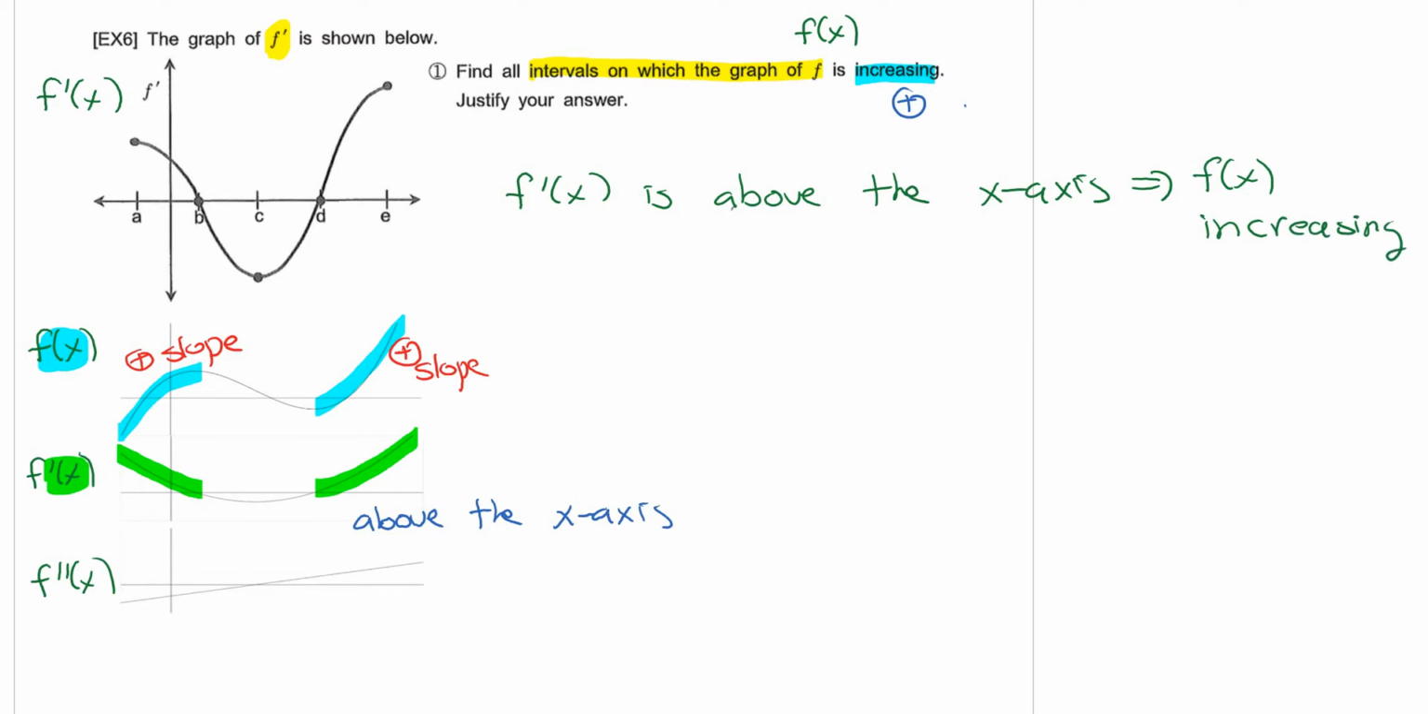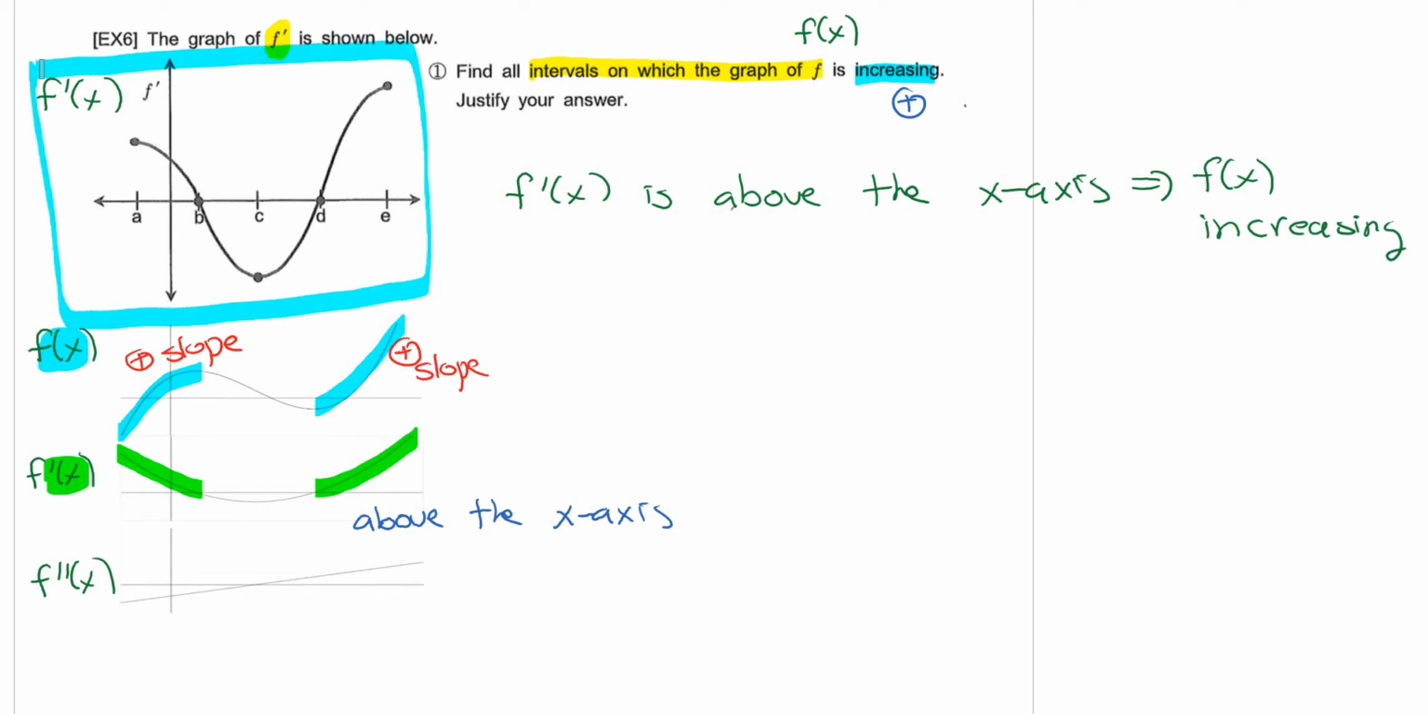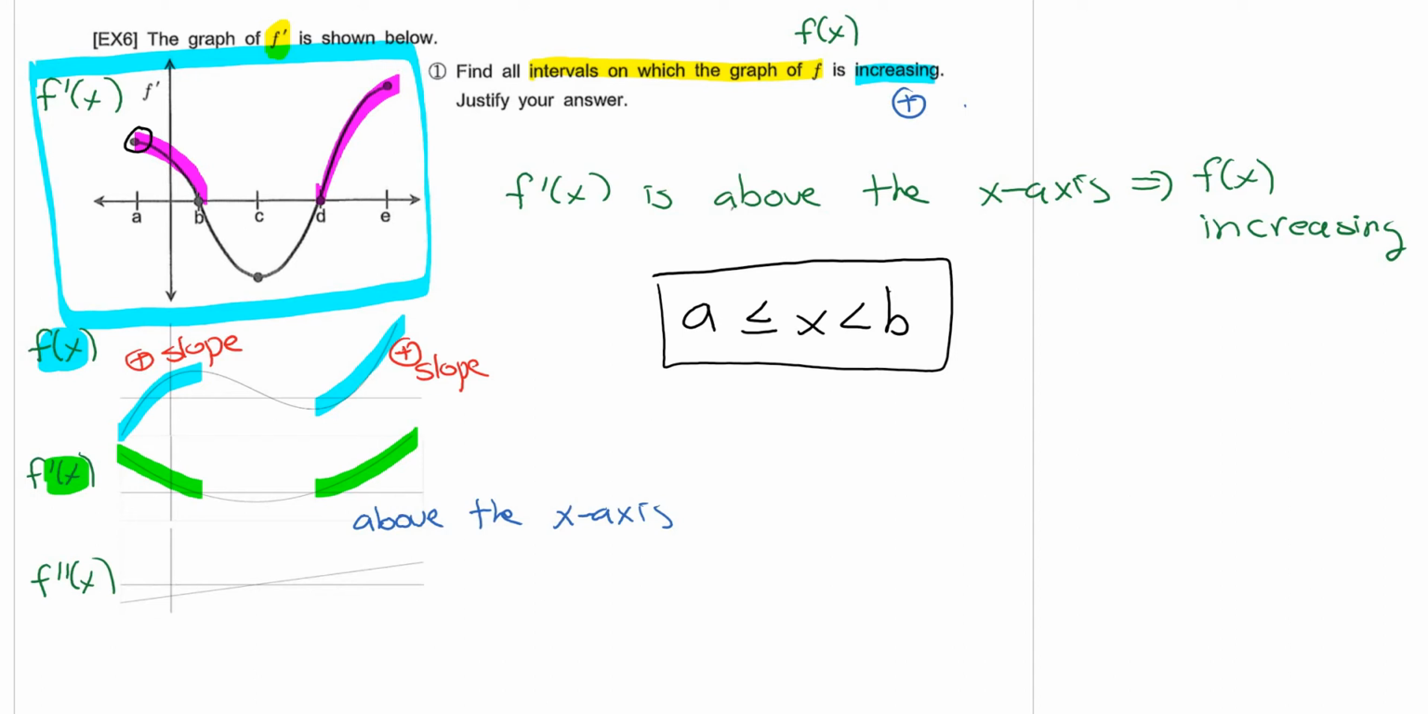So on our graph here, which is the derivative, we need to find all regions where the graph is above the x-axis. This region right here in purple from A to B is above the x-axis, and from D to E we're also above the x-axis. Since I have an endpoint here, I can write that as A less than or equal to x less than B. So I'm definitely above the x-axis there. And since there's an endpoint over here, I can write that answer as x between D and E, but E has to be included because it's an endpoint. So those are my two answers for that particular question.